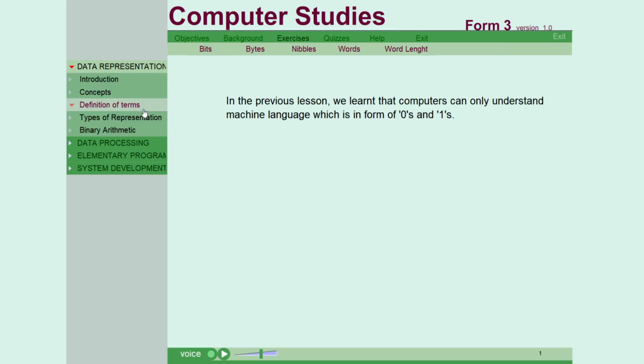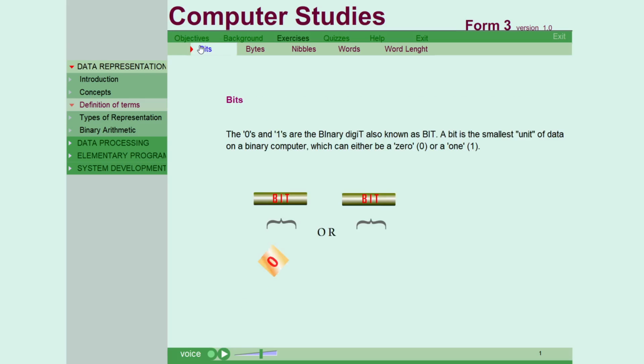In the previous lesson, we learned that computers can only understand machine language, which is in form of zeros and ones. The zeros and ones are the binary digit, also known as bit. A bit is the smallest unit of data on a binary computer, which can either be a 0 or a 1.